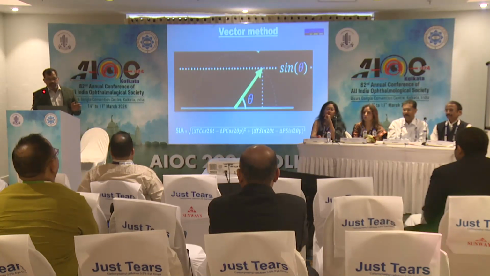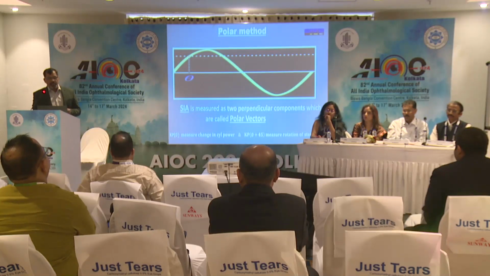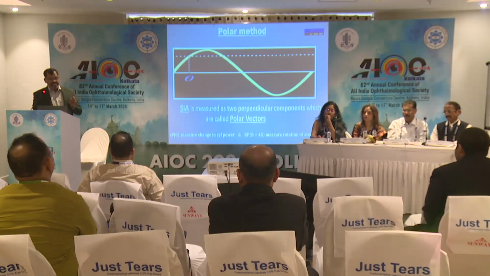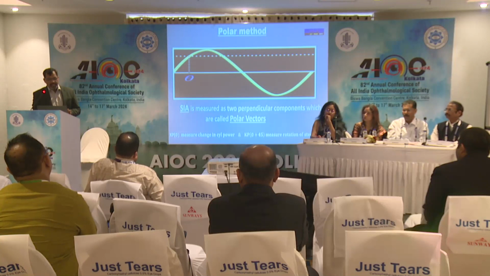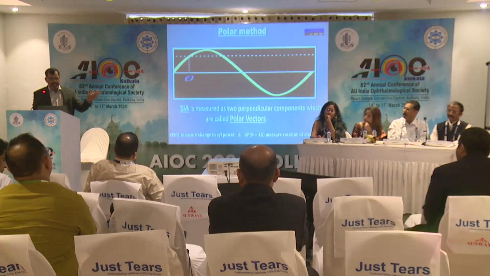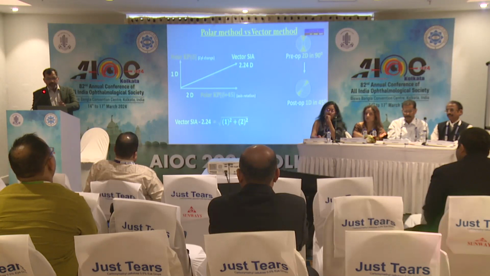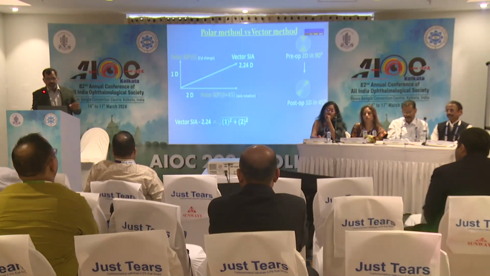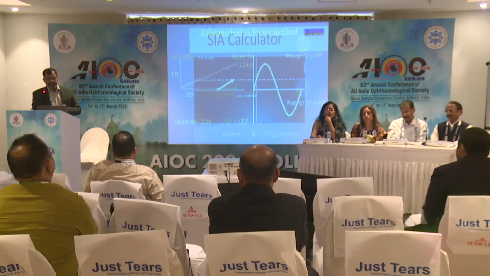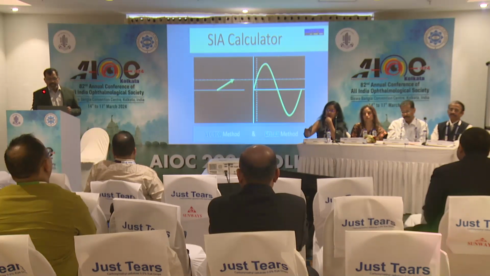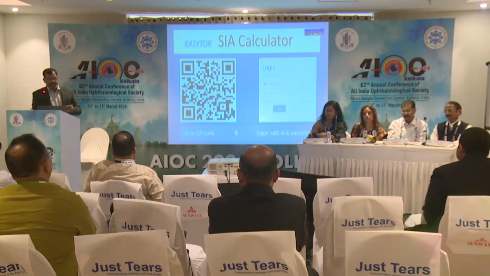In the vector method, we use this simple formula. This is the polar method. In the polar method, the SIA is measured in 2 components. One tells how much of the SIA is causing a change in the cylindrical power, and the other tells how much of the SIA is rotating the steep axis. The vector summation of both is the same. So we developed this SIA calculator, which is freely available online. You just have to scan the QR code to get access.